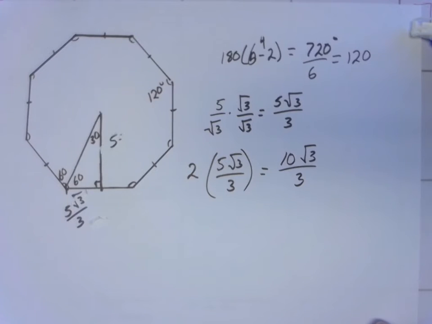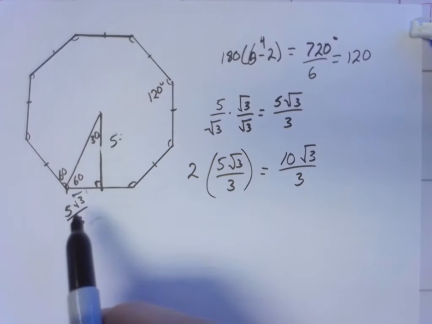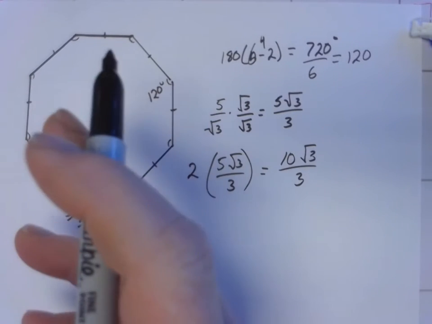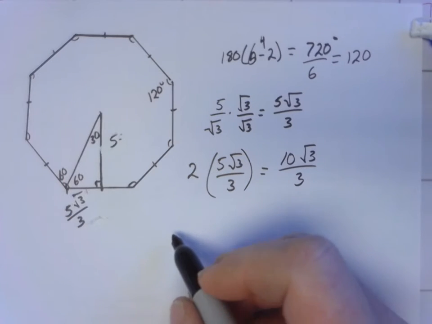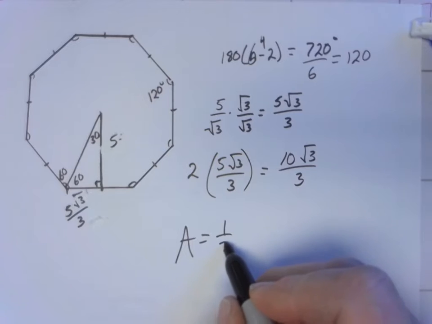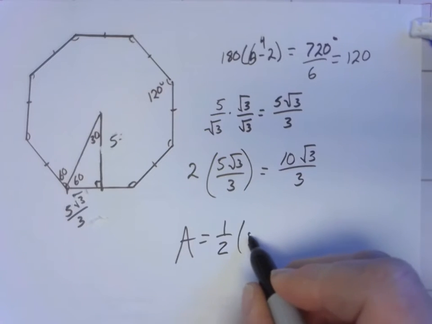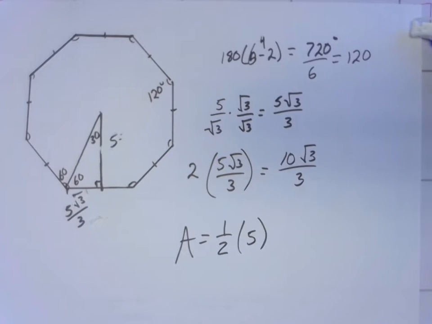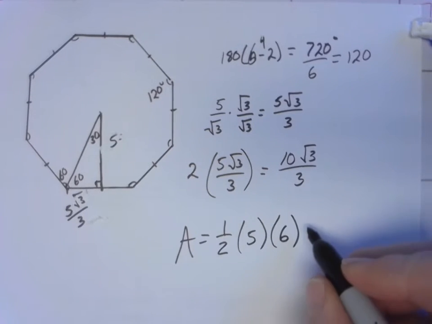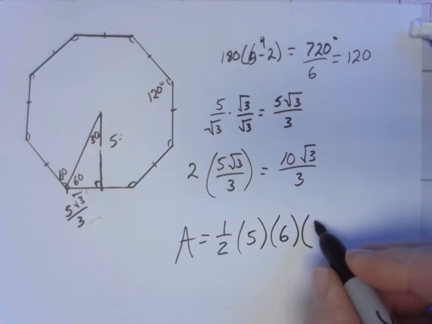And so, okay, now we know the apothem is 5. We know the length of one side is 10 radical 3 over 3. We know we have 6 sides. We can find the area. So the area is 1/2 of the apothem, which in this case is 5, times the number of sides, which is 6, times the length of one side, which is 10 radical 3 over 3.